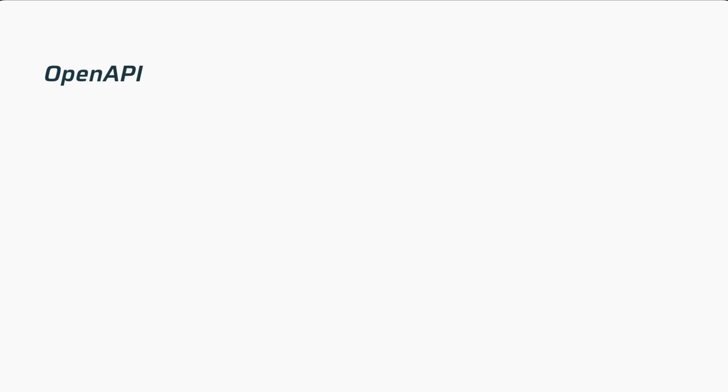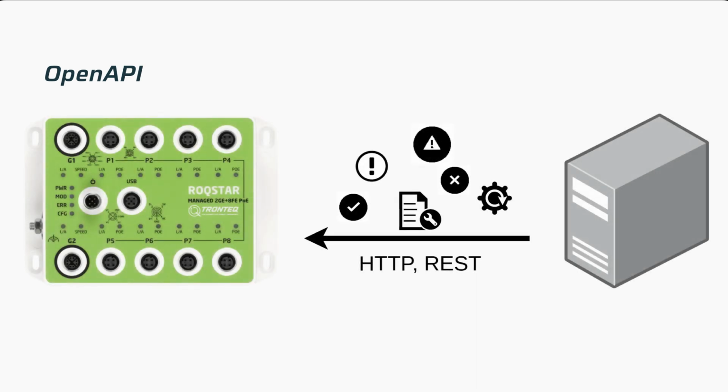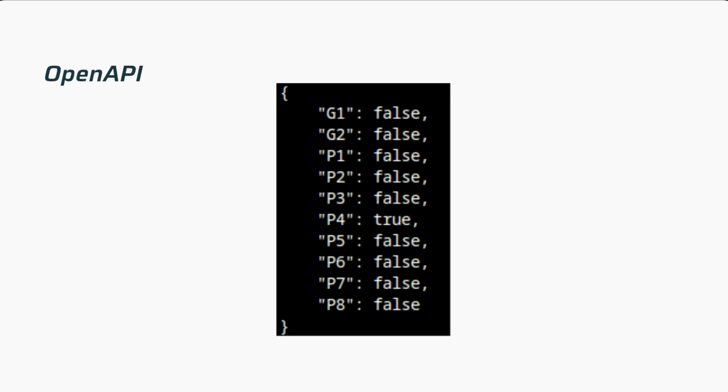Another way to request information from the switch is the OpenAPI. You can get all kinds of status information, download the log file, and do other things using this programming interface. We have some documentation on how to use it. For example, the link status information looks like this. The OpenAPI is a universal interface which is good for remote access to our switches.